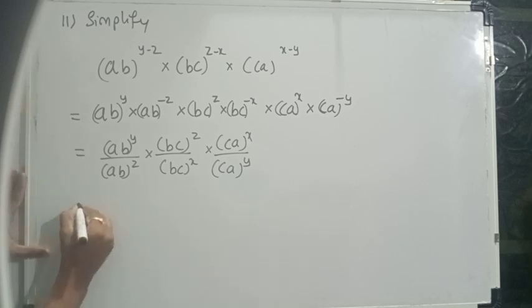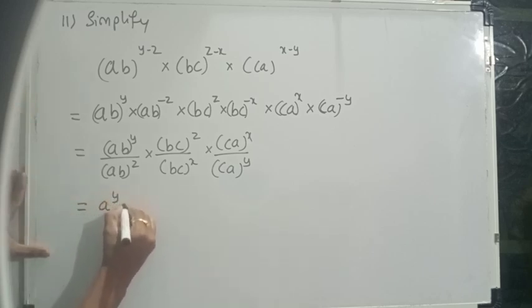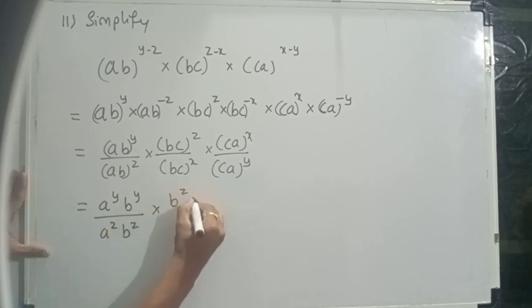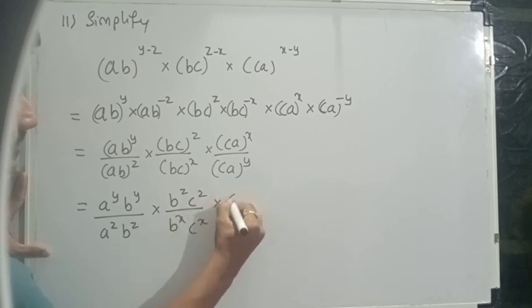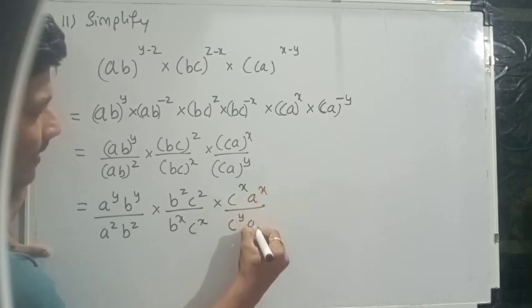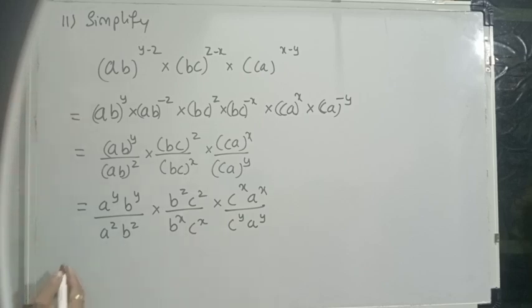I will expand it further. A to the power Y into B to the power Y, A to the power Z into B to the power Z, B to the power Z into C to the power Z, B to the power X into C to the power X, C to the power X into A to the power X, C to the power Y into A to the power Y, A to the power Y, A to the power Y, B to the power Z, B to the power Z, C to the power X, C to the power X.